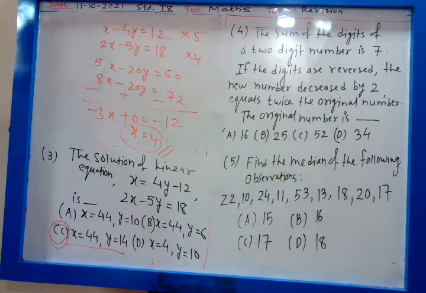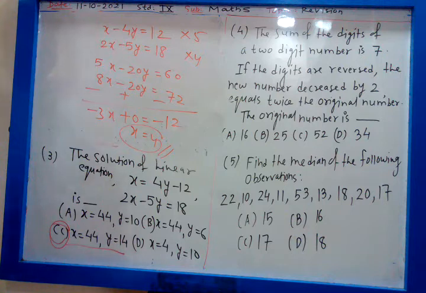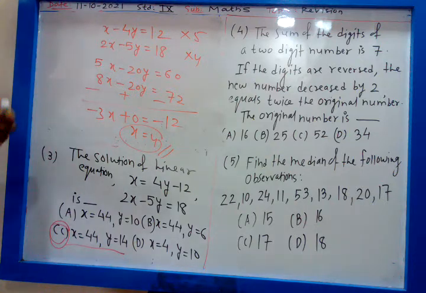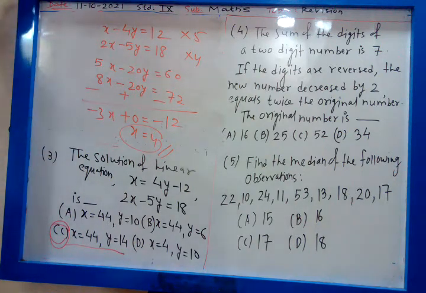How are we getting it? x minus 4y is 12, 2x minus 5y is 18. 5x minus 20y is equal to 60. How will we get 12? Satish Patel, how are you getting 14? Even though you multiplied by 2, your answer should be the same.